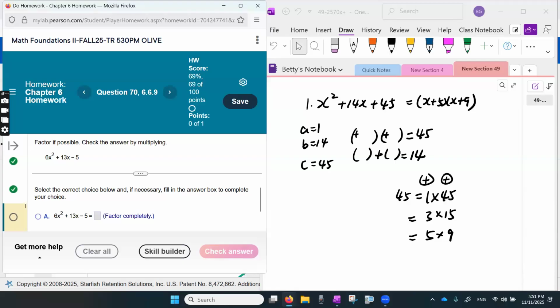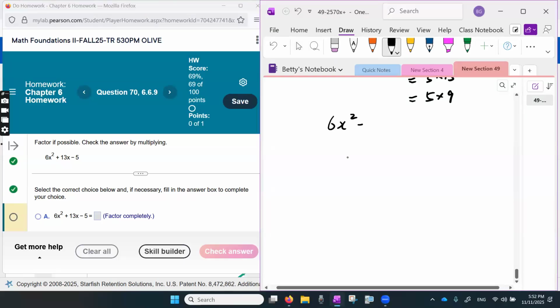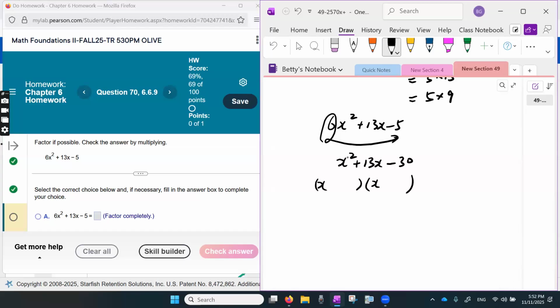This one, no GCF. Let's try slide divide slide. 6x squared plus 13x minus 5. Slide. We have x squared plus 13x minus 30, right? Factor, use the shortcut. It's going to be plus 15, minus 2. Positive 15 multiplied by negative 2 is negative 30, and they add up to 13.